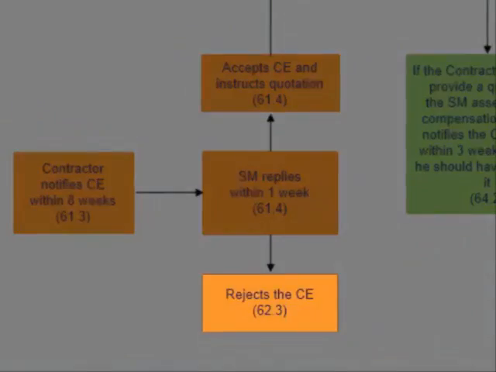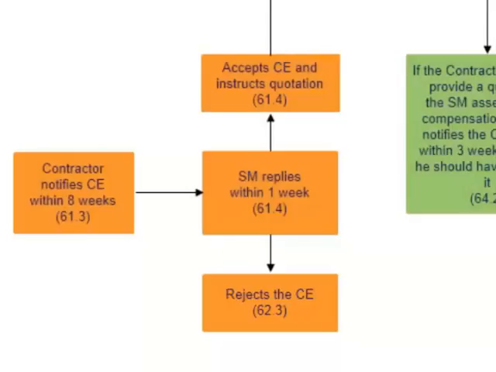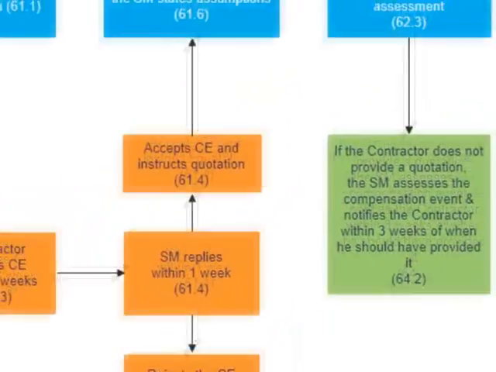If he is rejecting, he is tied to 4 grounds for rejecting the compensation event. They are, he's rejecting because it arises from the fault of the contractor, or it's an event that hasn't happened and won't happen, if there is no effect on defined cost, or it is not one of the listed compensation events. And if the service manager is rejecting, then the prices are not changed.